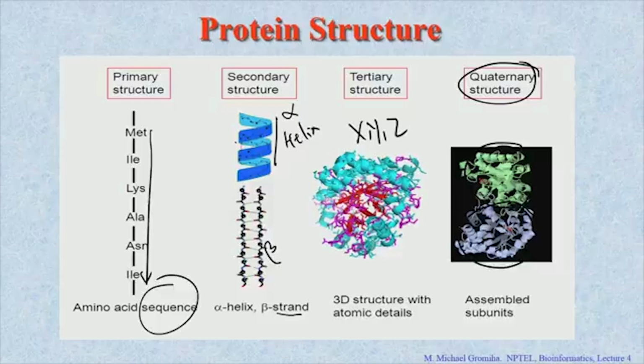Biologically, proteins perform their functions once they form these oligomers. If it is one chain it is a monomer, and if it is more than one chain we call it an oligomer. Here you can see two molecules, which is called a dimer. They are very important for the function. This type of structure, the assembled subunits, is called the quaternary structure.